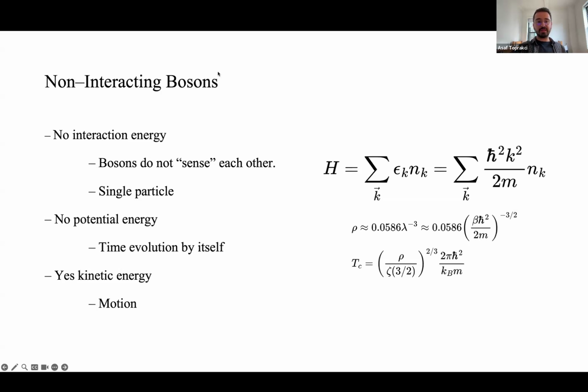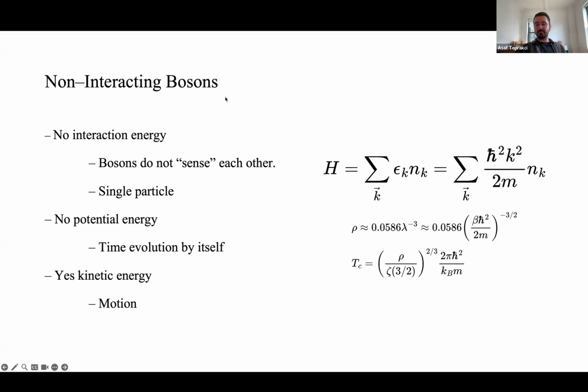So our most basic case is the non-interacting boson case. This is usually an ideal case. We usually don't have these systems in the lab, but here we don't have any interaction energy. No interaction means bosons do not sense each other, and they behave as if they are a single particle. Since they cannot feel or see each other, they only interact with the environment, and if there's no environment, they only have kinetic energy.